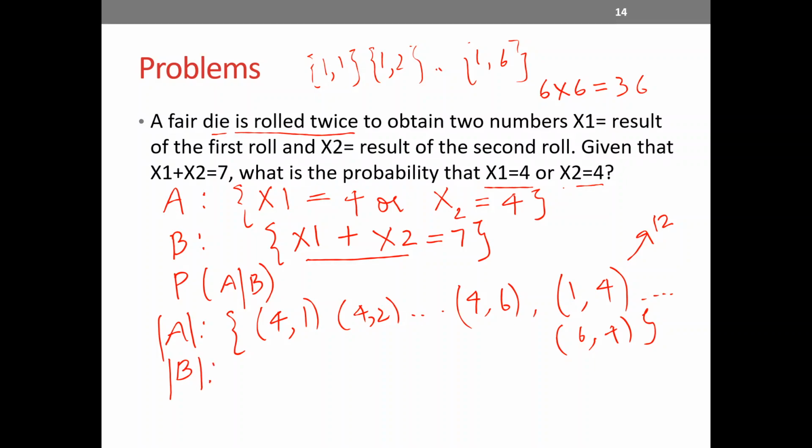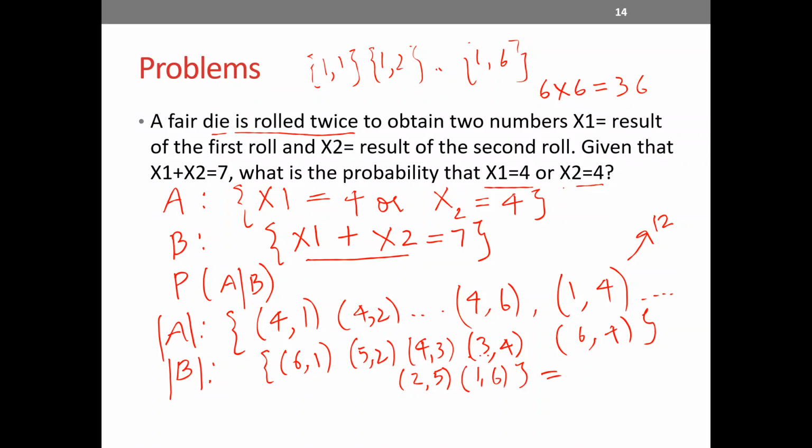Now let's look at the cardinality of B. B is whenever we have the sum equals 7. So it could be 6 and 1, 5 and 2, 4 and 3, and so on. If I enumerate all of them, there are 6 of those. Why? Because this is 4 and 3, 3 and 4. Let me write all of them down so that we are clear that there are 6: 2 and 5, 1 and 6. So 6 of them have the sum equals 7.